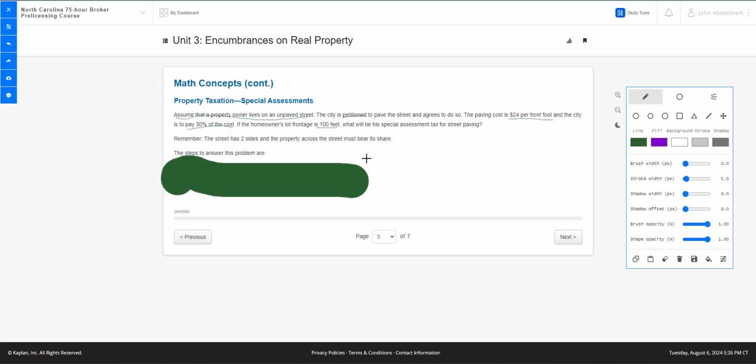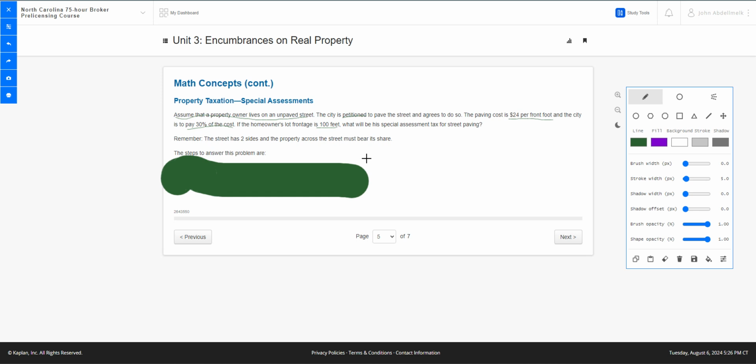So $24 per foot, and the front lot is 100 feet, so that equals $2,400. So we have that. Let me write this down. I'm going to write example one.